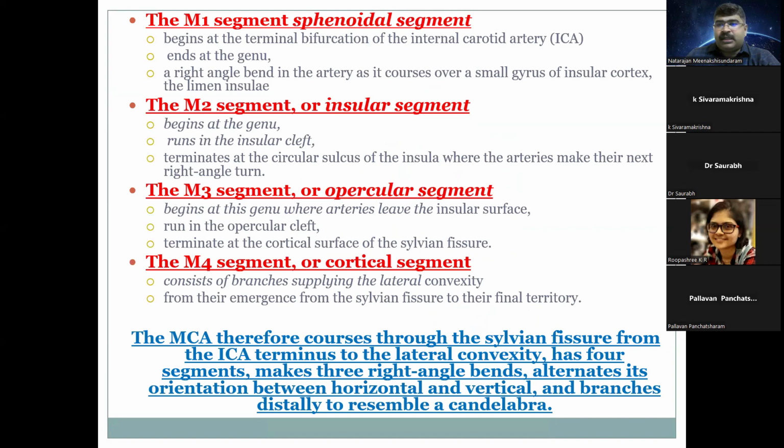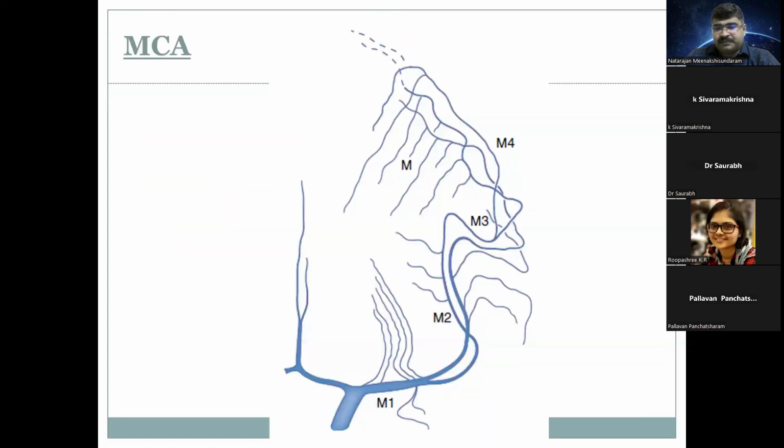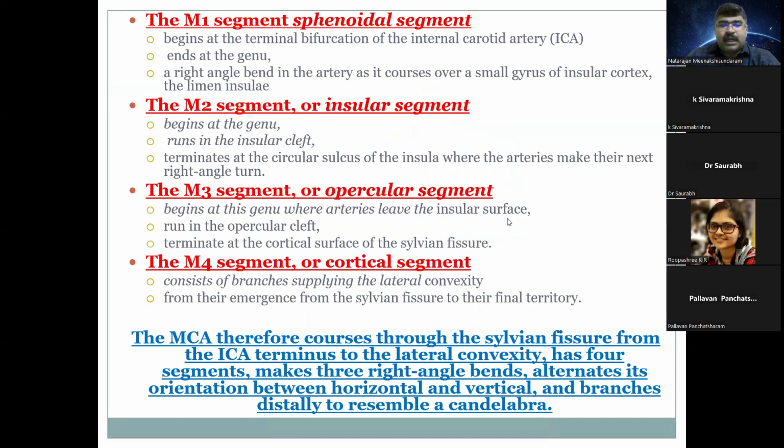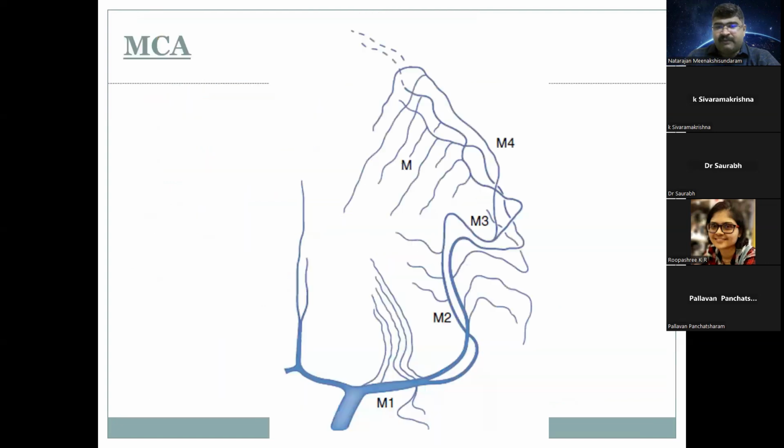And then the M3 or the opercular segment, which begins at the genu, where the arteries leave the insular surface, and it runs in the opercular cleft. They terminate at the cortical surface of the sylvian fissure. So M3 reaches up to the cortical surface. That is the opercular segment of the MCA. So this is again a horizontal segment, extending between the second bend, or the second genu, and the cortical surface. And M4 is the cortical segment. It consists of branches supplying the lateral convexity, from their emergence from the sylvian fissure to their final territory. That is the M4 segment.